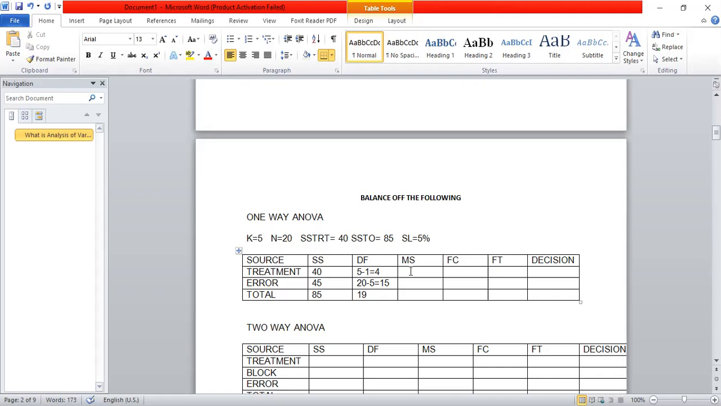Then to get the mean square treatment, we divide the answer here into that answer there. So the sum of square divided by the degree of freedom. So what are we getting here? 10. All right. Then down there, what are we getting? 3. 3, yes.